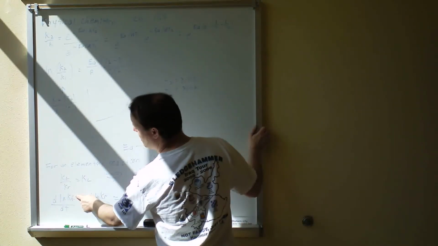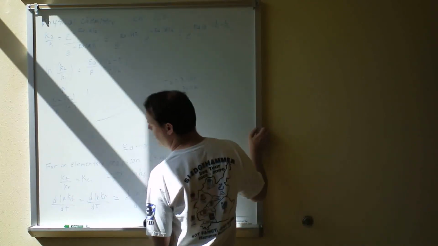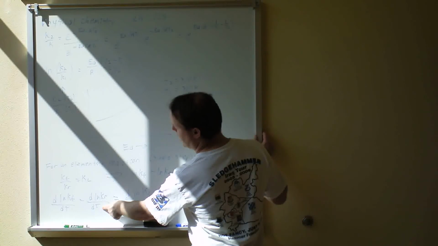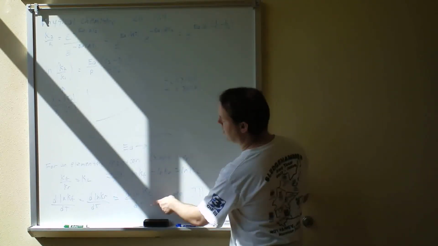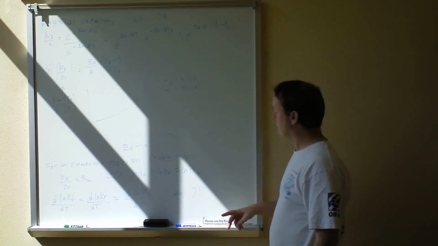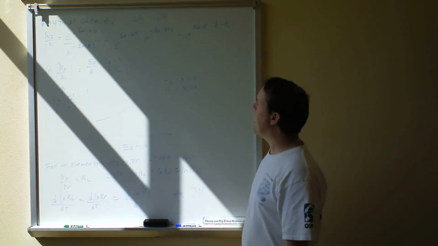So then we have the derivative of the natural log of the forward rate constant with respect to temperature, minus the derivative of the natural log of the reverse rate constant with respect to temperature, and that's equal to the derivative of the natural log of the equilibrium constant with respect to temperature. We're going to call this equation 3 because we're going to come back to it later.